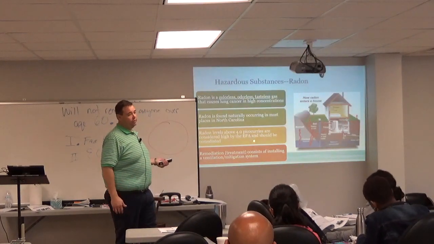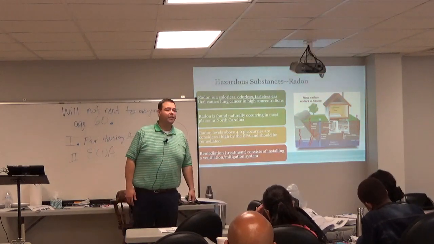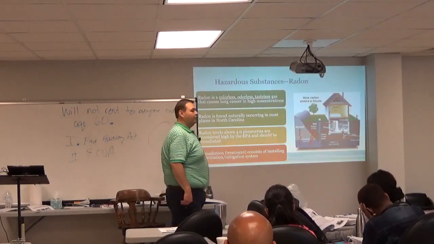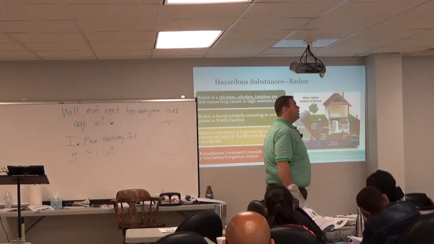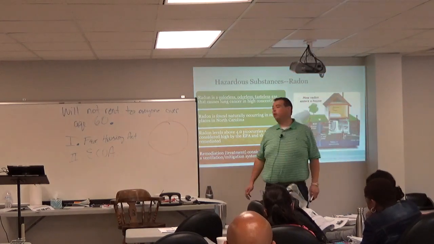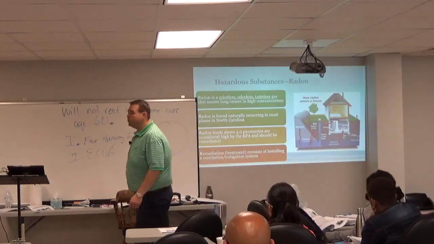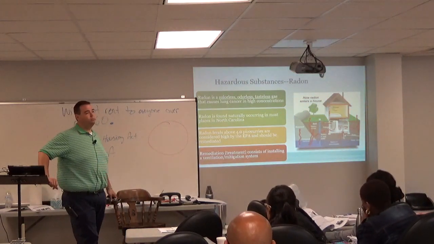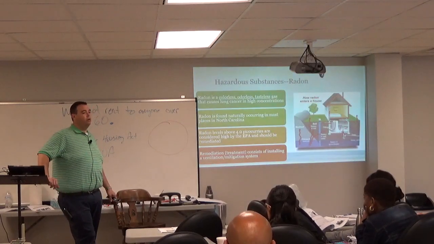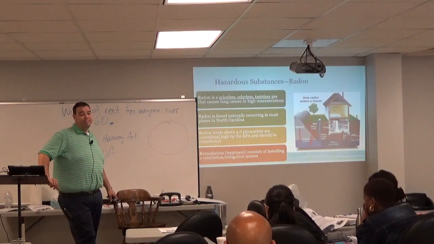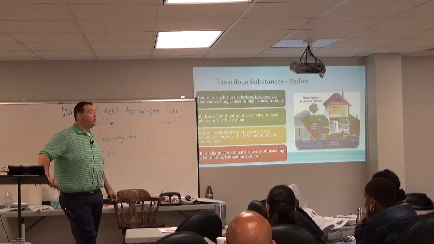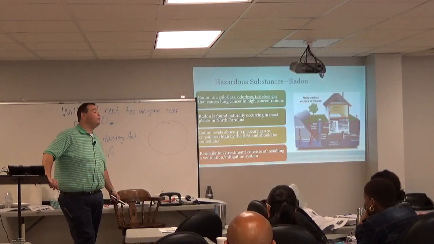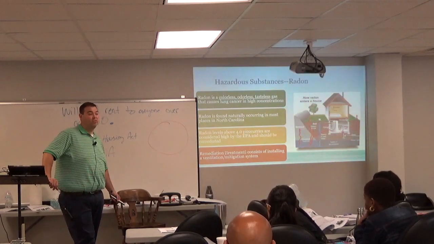4 picocuries per liter of air is the level at which the EPA says you should do something about it. Just to give you a point of reference, 4 picocuries is the equivalent lung cancer risk of somebody who smokes about 8 cigarettes a day. So that's a pretty decent level of lung cancer risk. I would suggest you might want to look at doing something even before it gets to 4 picocuries. Does that make sense to everybody?